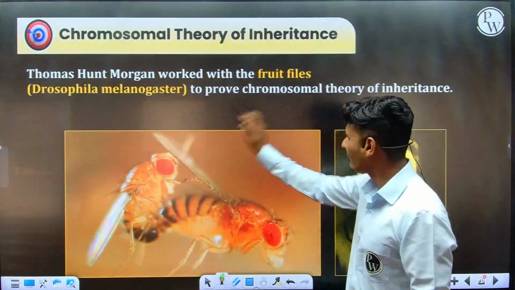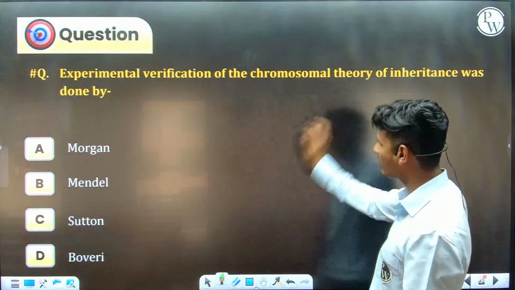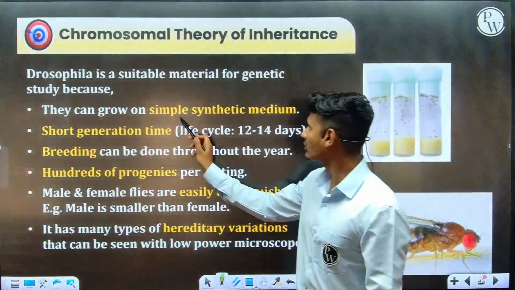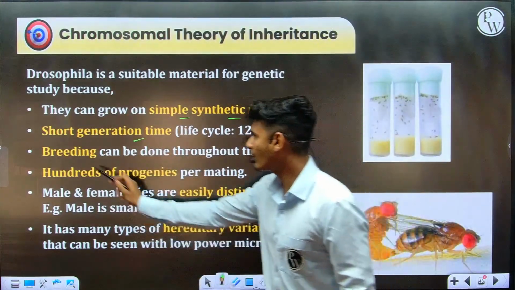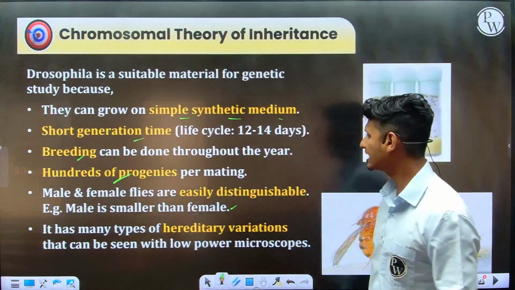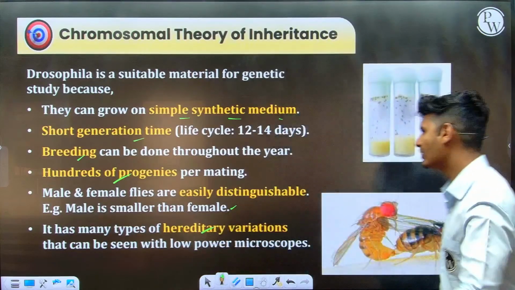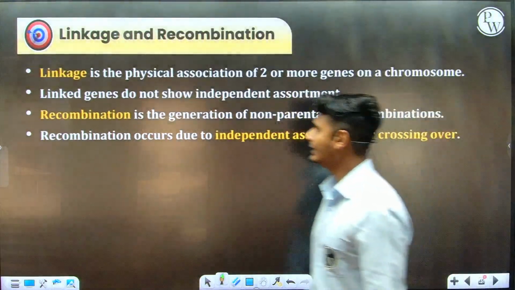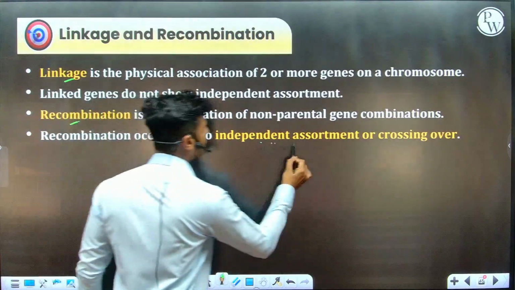T.H. Morgan performed the experiment on Drosophila. Why did he select Drosophila? Experimental verification was given by Morgan. It has a simple synthetic medium for growth, a short generation time, breeding is easy, hundreds of progeny are produced at the same time, and the sexes are easily distinguished: male is smaller, female is larger. Hereditary variations are seen under the microscope. What exactly did he study? One is linkage, second is recombination, and third is also independent assortment.